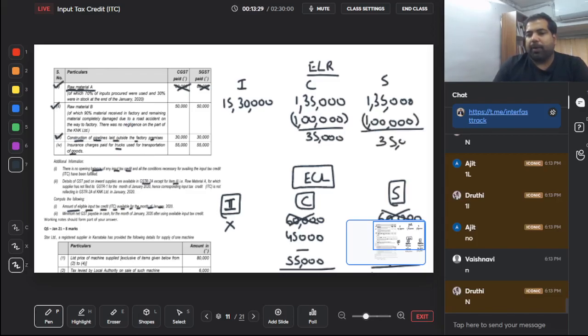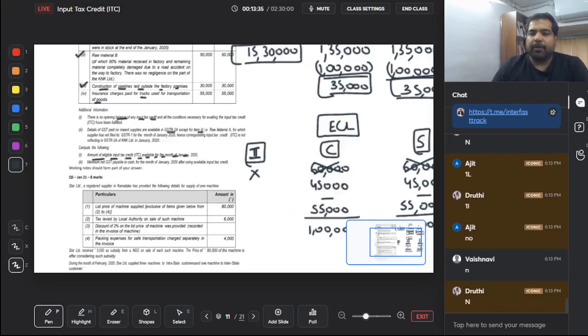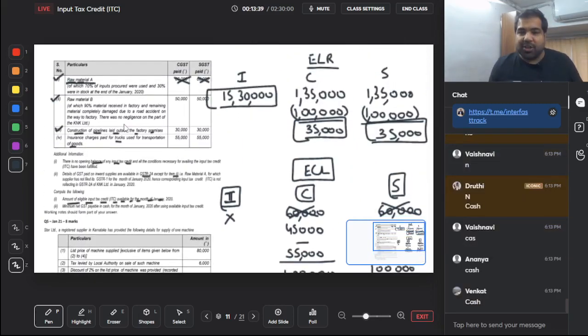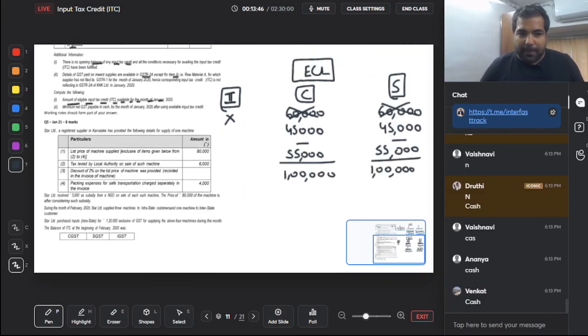Guys, how will you pay the balance? This 35, this 35 and this 1.5 lakh 30. How will you pay it? Can I not pay it? No, guys, you have to pay it, and you'll have to pay it in cash. If you don't pay it, you'll have to pay interest, and at CA final you'll also have to pay penalties. Alright, another good sum done, guys.